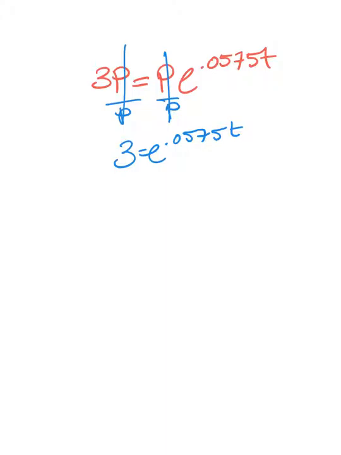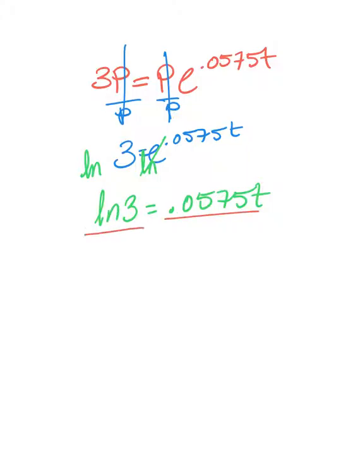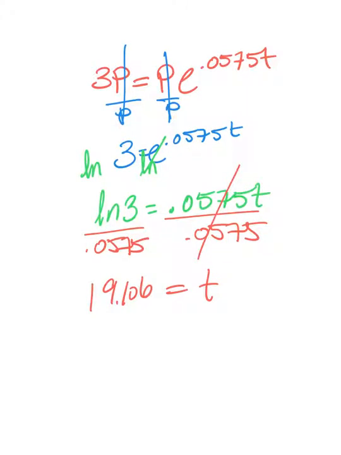Now, how do I get rid of e? It's a log, same type of thing, except what we use is the natural log. So then you're going to have the natural log of 3 equaling, here natural log and e cancel out, and you have 0.0575T. And then you can divide both sides by 0.0575. That cancels out, and you get T equals 19.106. So it's about a little over 19 years.